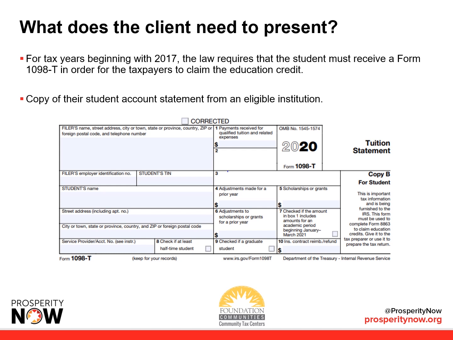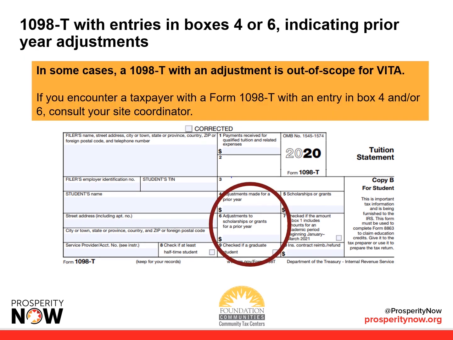For tax years beginning with 2017, the law requires that the student must receive Form 1098-T in order for taxpayers to claim the education credit. The client also needs to present a copy of their student account statement from the eligible institution. Here you can see a 1098 with an adjustment is out of scope for VITA.